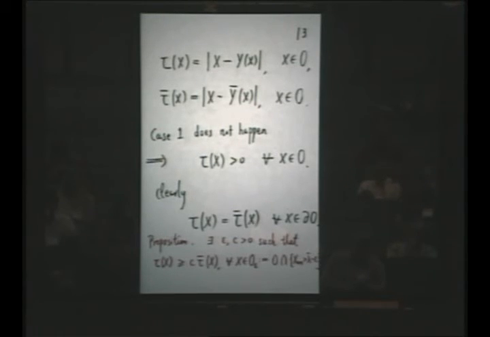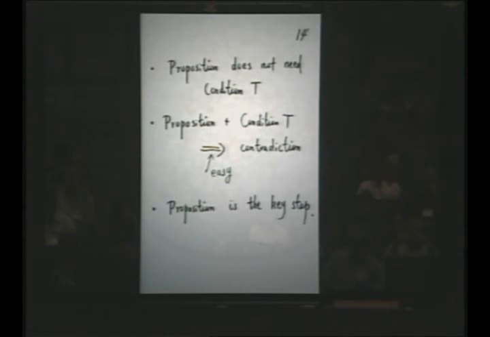Somehow, we always feel we may have missed something, it may not be that difficult. We are missing something. We don't know what, but we couldn't find it. Okay. So the proposition does not need condition T, which means the finite touching. And the proposition plus condition T immediately gives you a contradiction. So this proposition is the key step.